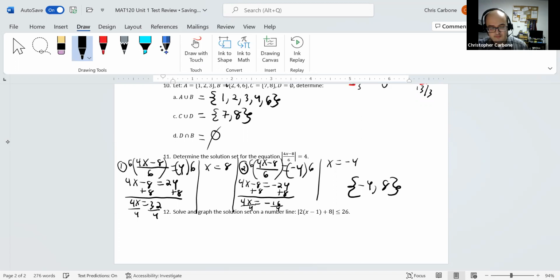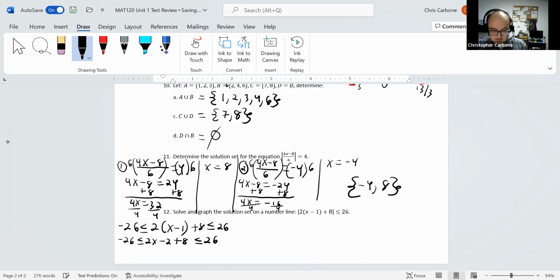And then that last question at the bottom, solve and graph the solution set on a number line. The absolute value of 2 times x minus 1 plus 8 is less than or equal to 26. So because of that, we could drop those absolute value bars and write this as a compound inequality, as -26 is less than or equal to 2 times x minus 1 plus 8 is less than or equal to +26. So distributing this 2 first, we get -26 is less than or equal to 2x minus 2 plus 8 is less than or equal to 26.